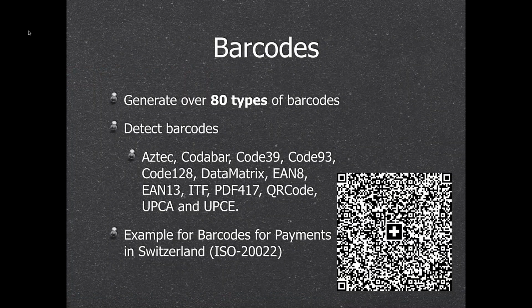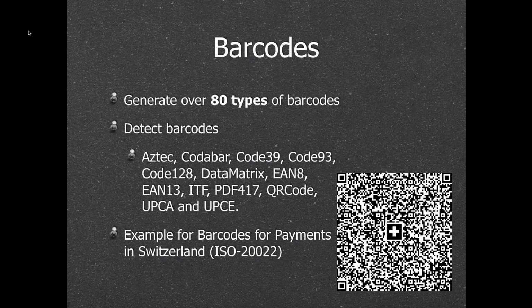Then we have barcode functions. We can create over 80 types of barcodes, and this includes the popular ones, but also very rarely used ones for us, like the codes for the Australian post office or the German post office. And we can even create special barcodes, like here, this payment code for Switzerland.